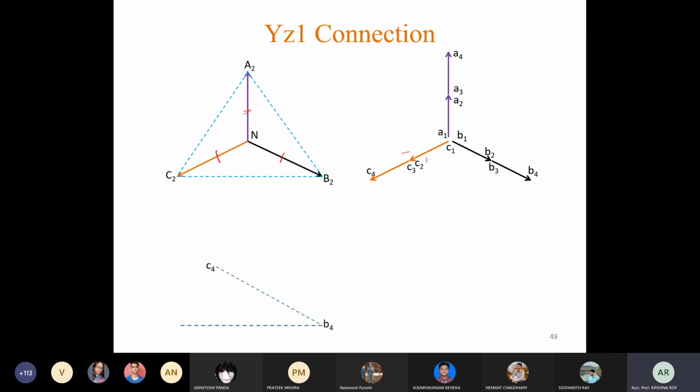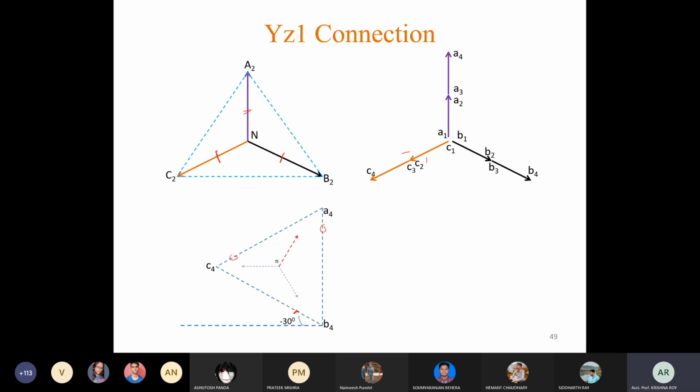Draw 30 degree phase shift. So that is 30 degree lag B4 C4, and this is A4. So here this is the position of B3 B4, this is the position of A3 A4, and this is the position of C3 C4. That is obvious from this diagram. We just have to shift them parallelly.